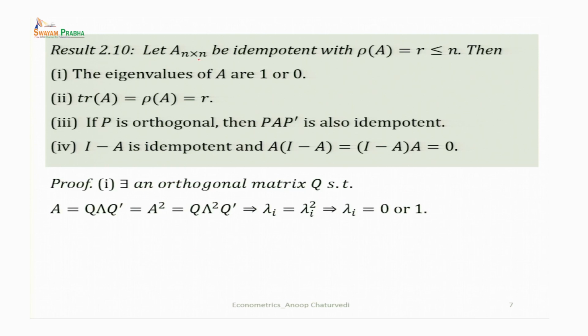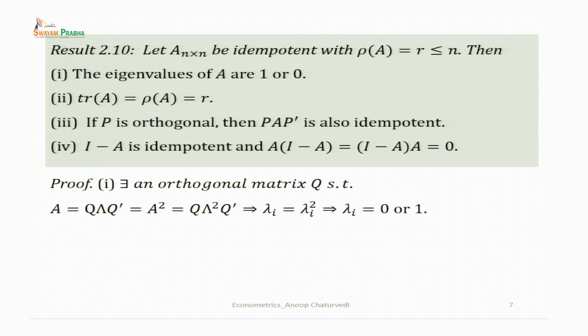Now, suppose A is an n cross n idempotent matrix and rank of A is equal to r, which is less than or equal to n. Then the eigenvalues of A are 1 or 0. Trace of A is equal to rank of A, equal to r. If P is orthogonal, then P A P transpose is also an idempotent matrix. I minus A is also an idempotent matrix, and A times (I minus A) is equal to 0, and (I minus A) times A is also equal to 0.